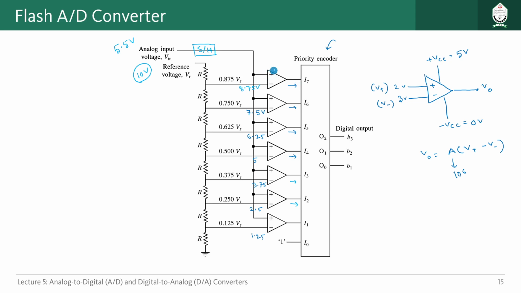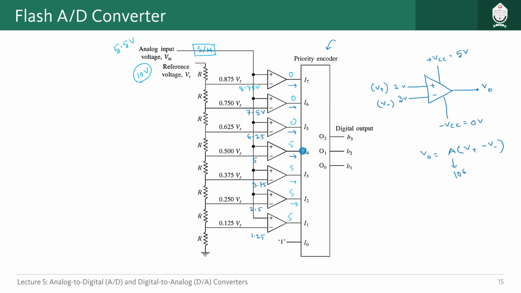For the first op-amp, the positive pin is getting 5.5 volt and the negative pin is getting 8.75 volt. Negative is higher than positive, so the output should be 0 volt. For the next one, 7.5 is higher than the input 5.5, so the output should be 0. Here 6.25 is higher than 5.5, so the output should be 0. For this one, 5 is less than 5.5, so the output should be 5 volt, or logic 1. Here also positive is higher than the negative one, so 5 volt or logic 1. So for all the remaining ones we get logic high, or 5 volt.